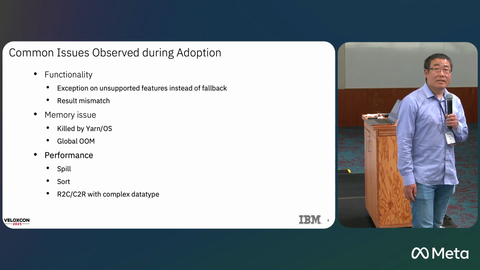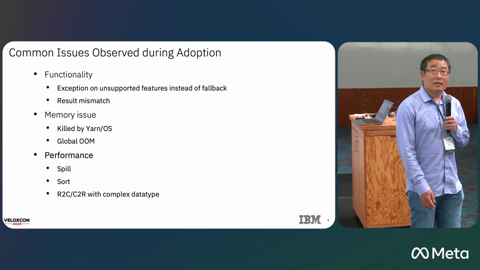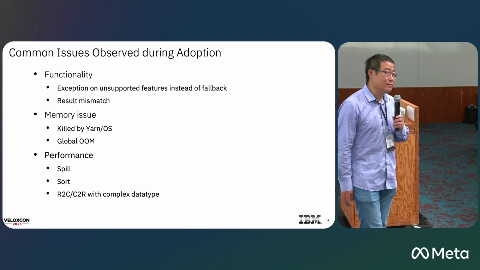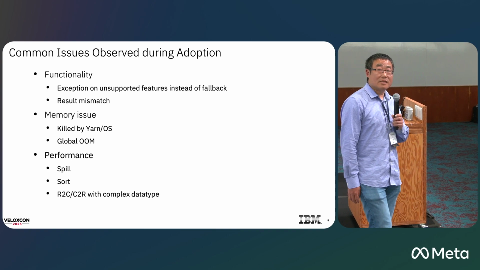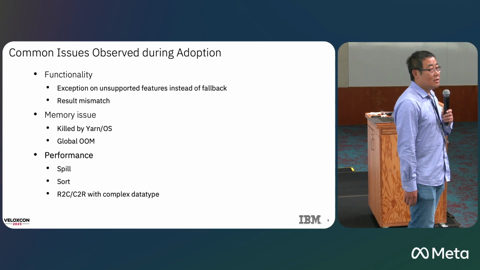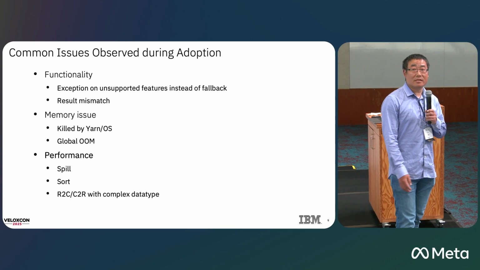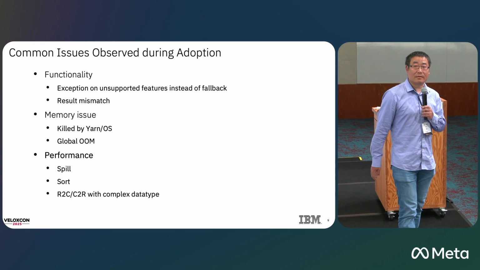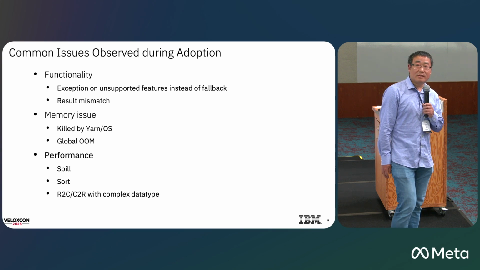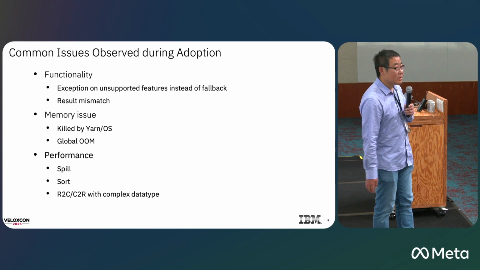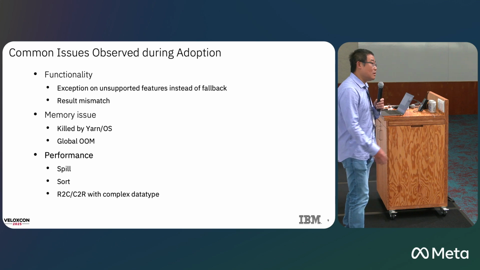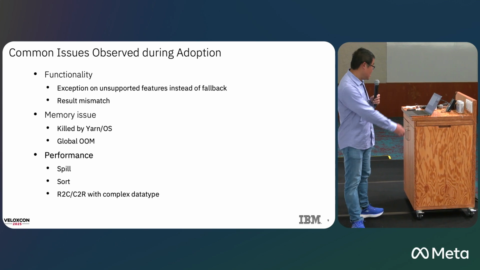And we also noticed some performance issues. The first one is spill performance. Once the query has spill, the performance is not good. And for sort, we noted that the sort operator in Velox is not n times faster than vanilla Spark; it's almost the same. Then there is column-to-row conversion with complex types. Complex types are used more and more, but unfortunately, we noted that with complex types, the performance is still not as good as we expected.